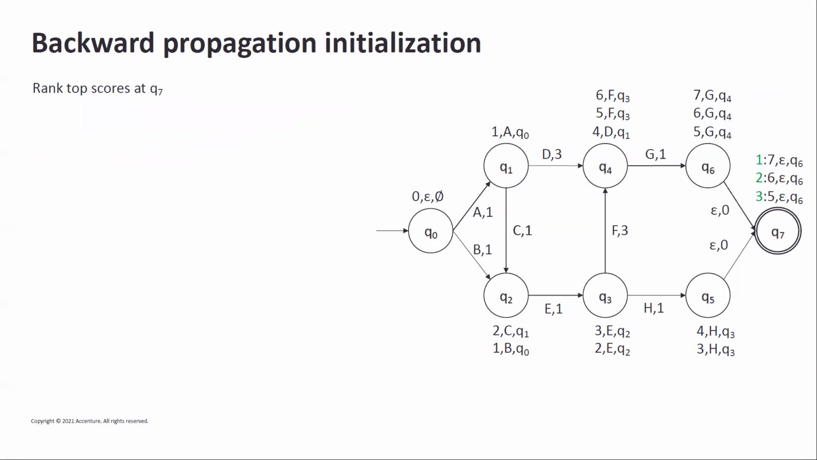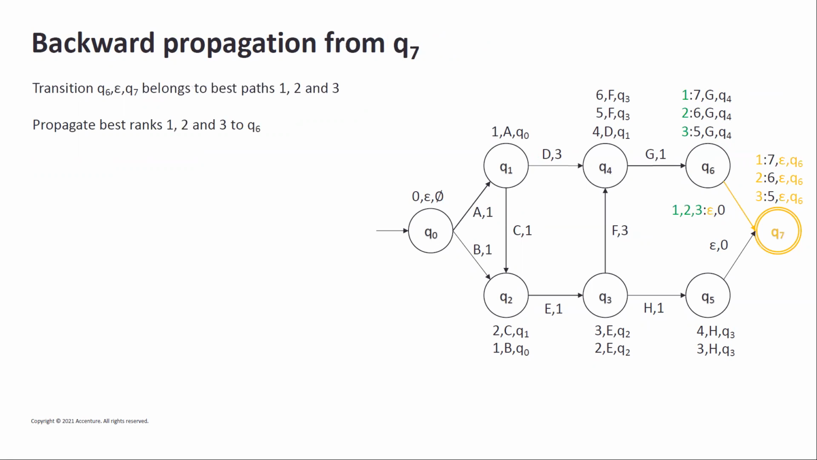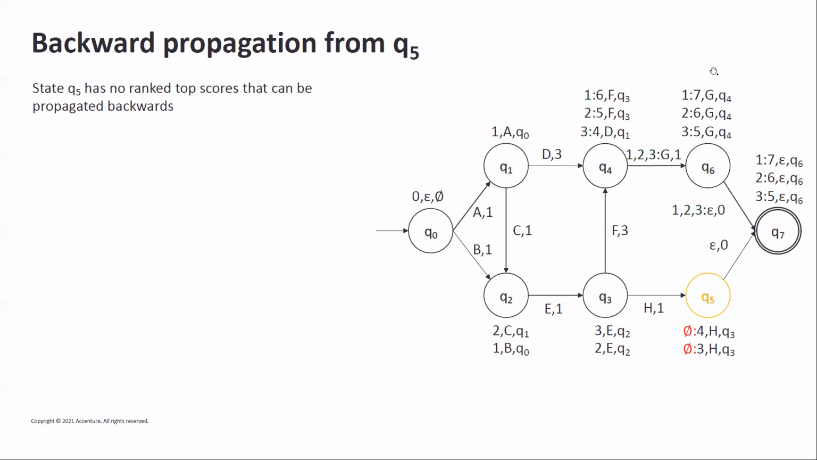Okay, so once we have propagated all the scores, now we know that score 7 is the best one, then it's 6, then it's 5. So we have these ranks in here, and we are going to propagate these ranks backwards up to state Q0. So for these 3 scores, it was this transition that allowed for obtaining them. We are annotating this transition as belonging to all the 3 paths, and then propagating these ranks again to this score list and continue propagating backwards in this fashion.